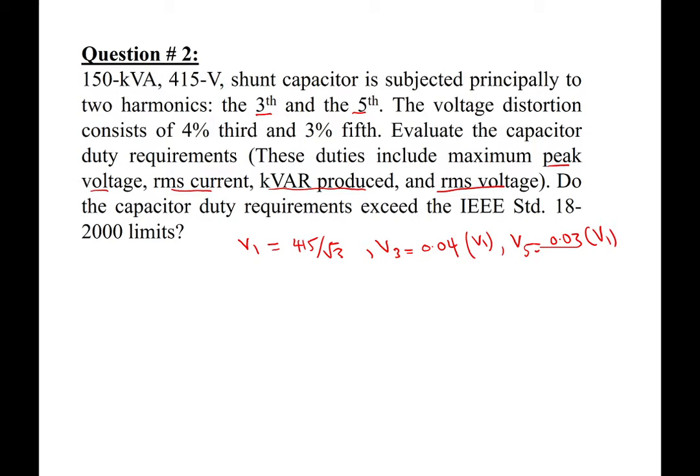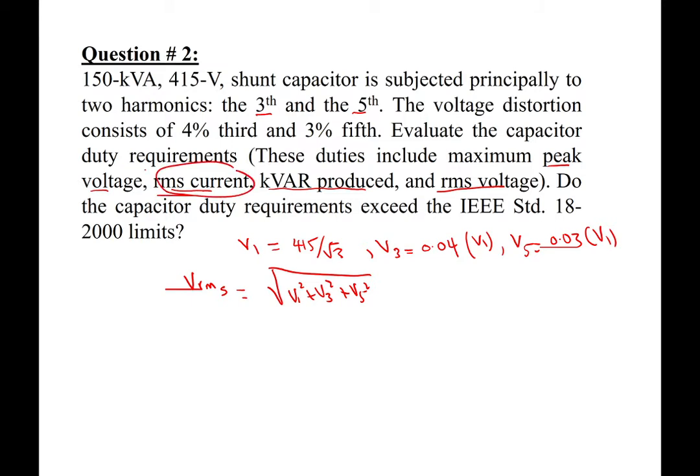So those are the different harmonic voltages, and now we can calculate the root mean square value for the voltage. The root mean square value will be given as the square root of V1 squared plus V3 squared plus V5 squared. Now to find the root mean square value for the current.